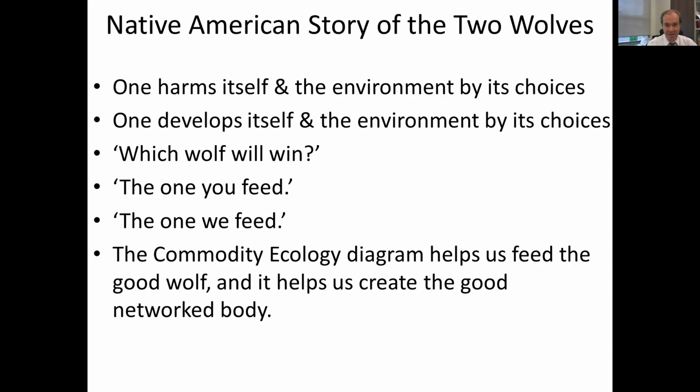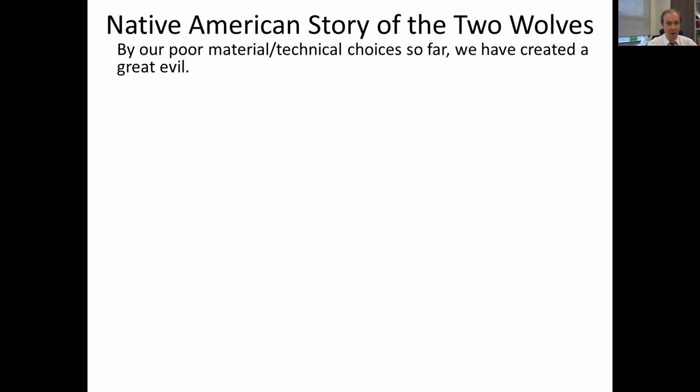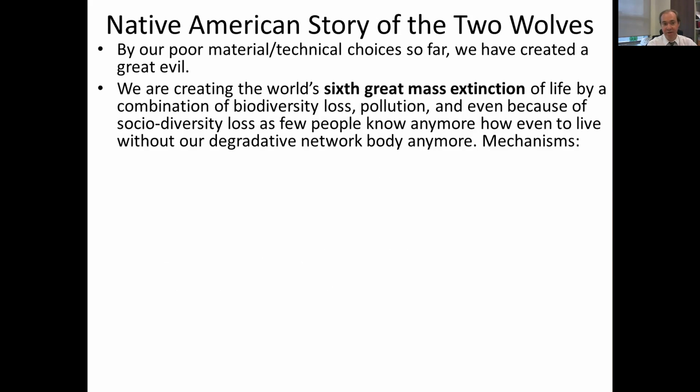us that helps that. And so the point is, by our poor material technical choices, we've created a lot of great evil in the world right now. We're creating the world's sixth great mass extinction, and this is the anthropogenic extinction. Biological life has gone through five other mass extinctions, but humans had nothing to do with those. But only in the past 200 years or so.